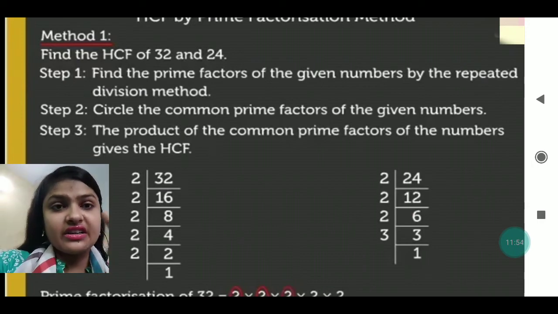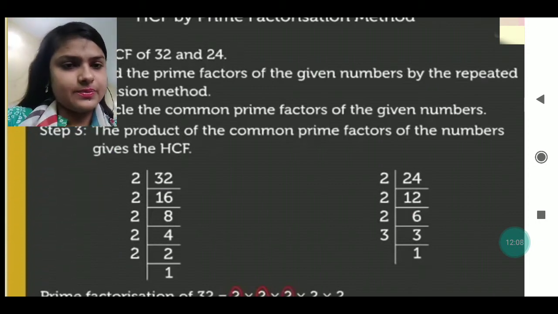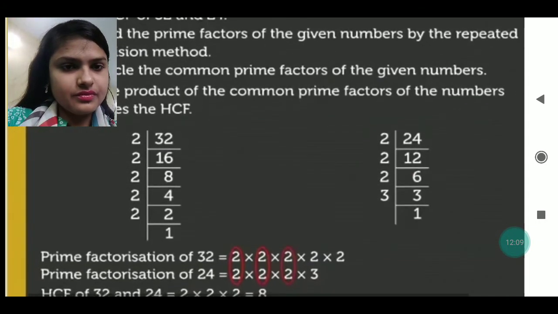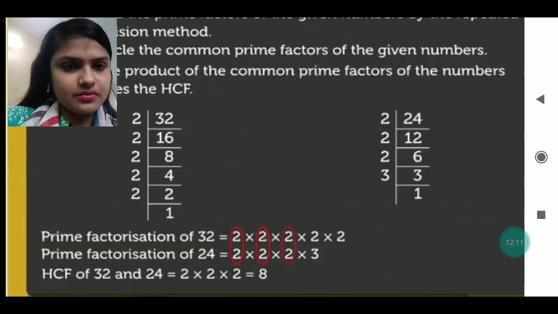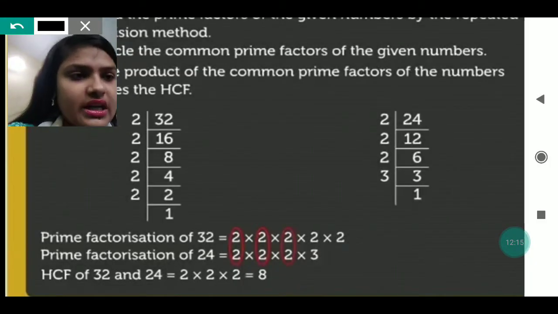What is written, first read it. Find the prime factors of the given numbers by the repeated division method. Circle the common prime factors of the given numbers. The product of the common prime factors of the numbers gives the HCF. Means what? Just see, what does it mean?